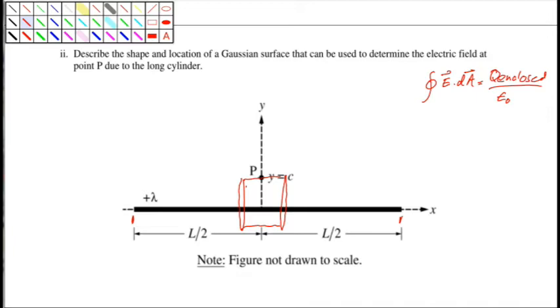So if we're going to describe the shape and location, if we give this a length D, this is going to go from minus D over 2 to plus D over 2. And the radius of this particular cylinder is C, and it is centered around the x-axis.